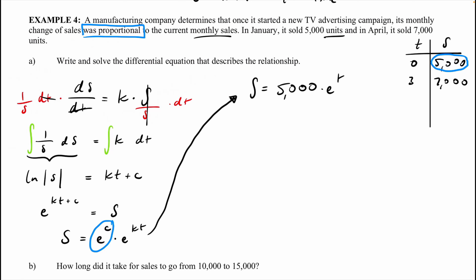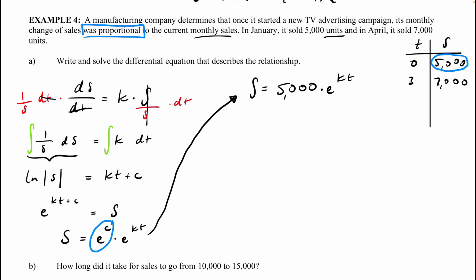Times e to the kt. Good. All right. So now bring me that step, Celeste. What was that step you said to do next? Plug in 3 for T and 7,000 for S. And that will do what? What will that do when we do that? We would find K. Okay, good.